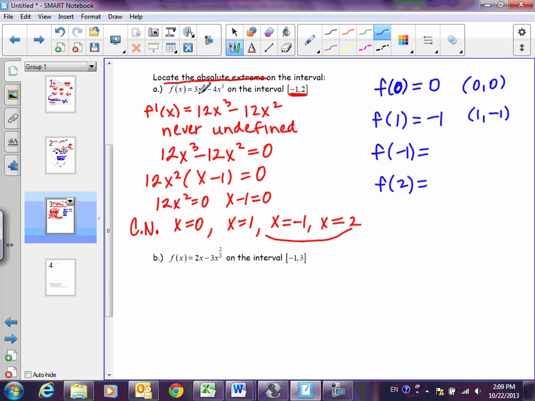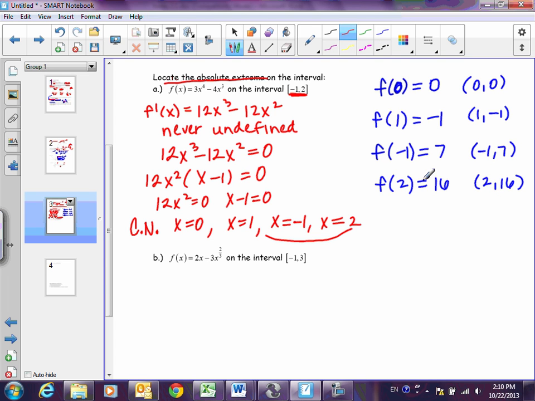Okay, plugging in a negative 1. Anybody already do that one? 7 or negative 7? It is positive 7. And so this represents the point negative 1, 7. And then what do you get when you do 2? 16 is correct. So that's the point 2, 16. So these points, again, one of those 4 points is going to be my absolute max and another my absolute min. So all you got to do is pick out which one is the highest, which one's the lowest.